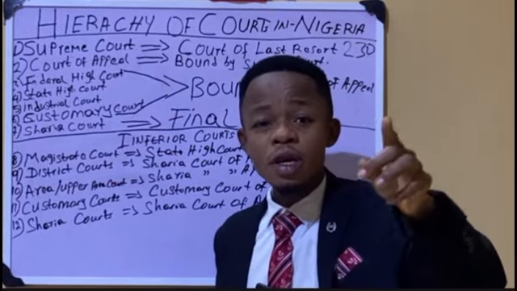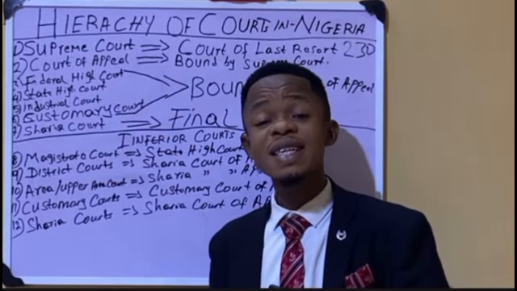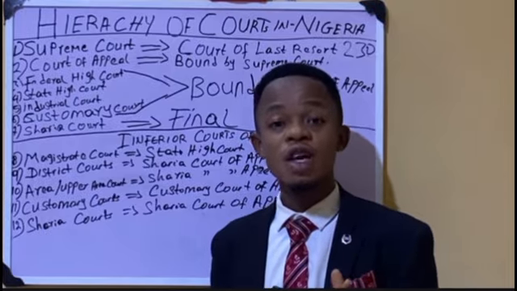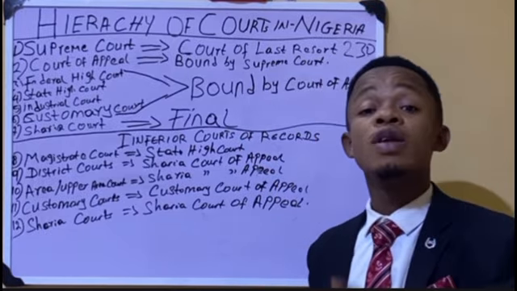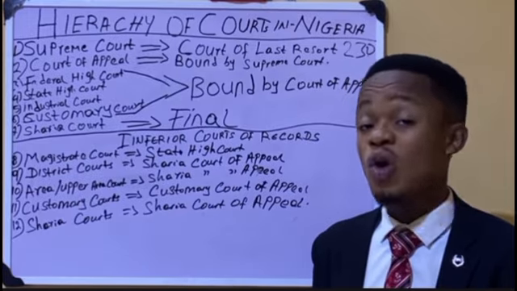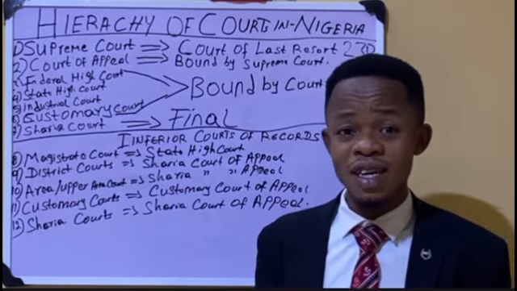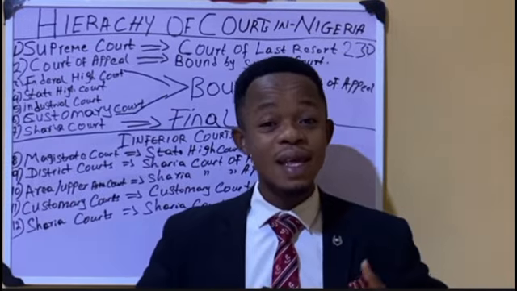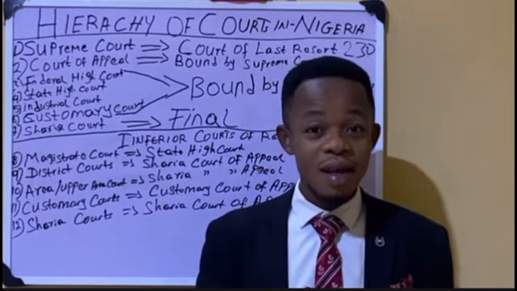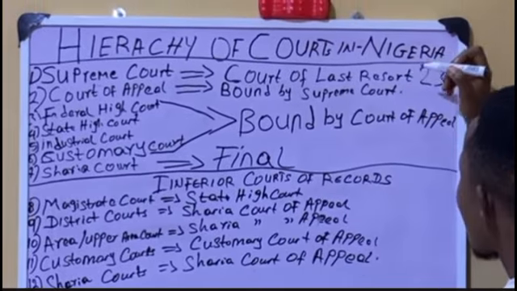The Supreme Court became the court of last resort, meaning that anything the Supreme Court decides, you can only appeal it on the altar of Father Abraham or on the altar of Prophet Muhammad on the last day. You cannot do anything about what the Supreme Court has decided. So the Supreme Court is the court of last resort when you are talking about hierarchy of court.